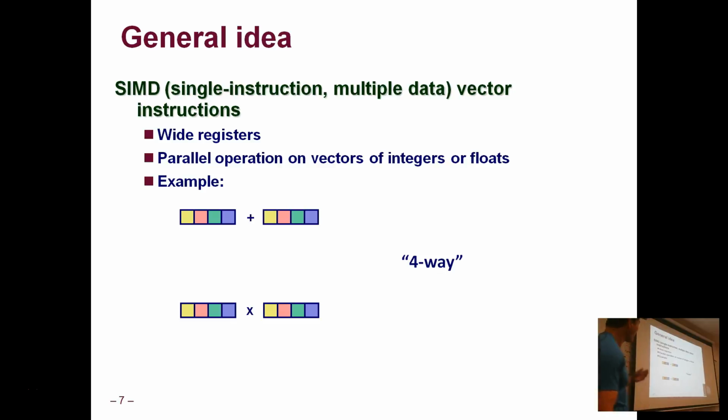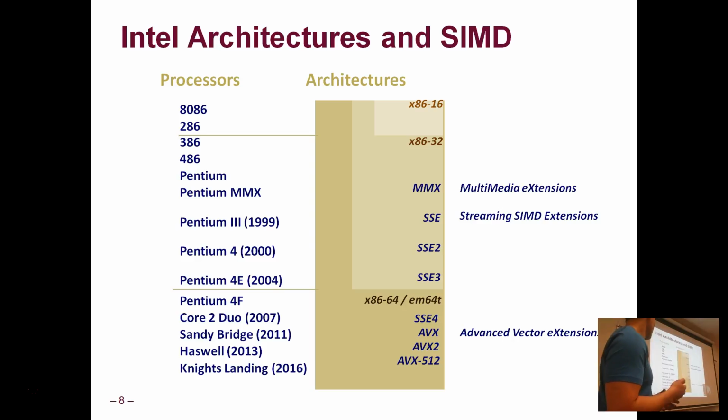So the general idea of SIMD is that you have these wide registers, and then you do a parallel operation on vectors of the registers. So here are 2 registers and color-coded operands. Within that register, you have 4 operands, and then you add the yellow to the yellow, the red to the red, the green to the green, and the blue to the blue. Similarly, if you have a multiply, 2 registers, this is a vector multiply. You multiply the yellows together, the reds together, the greens together, and the blues together. So that's pretty simple.